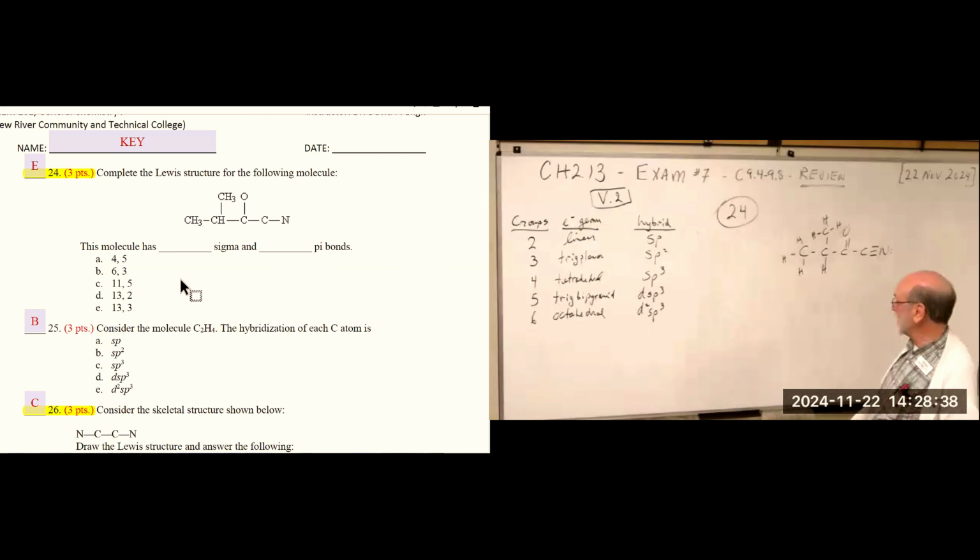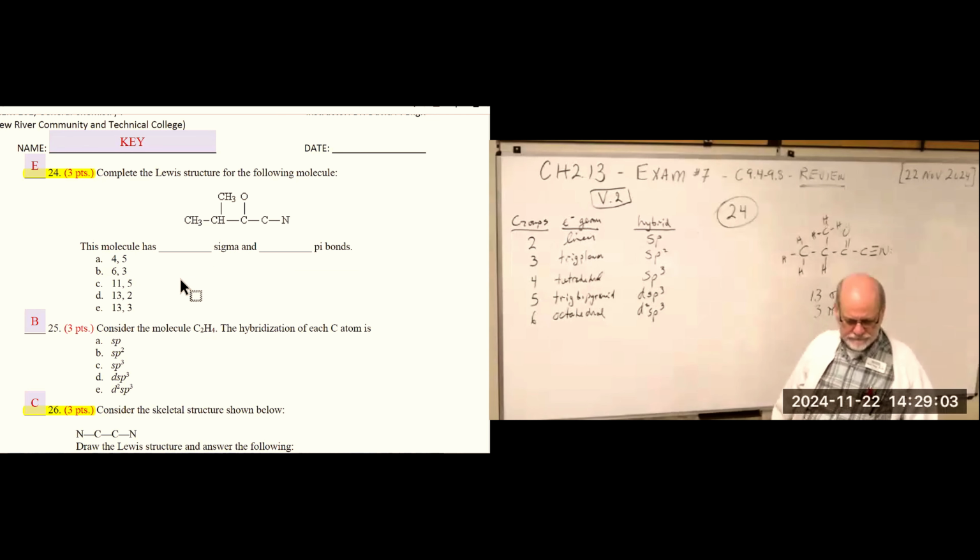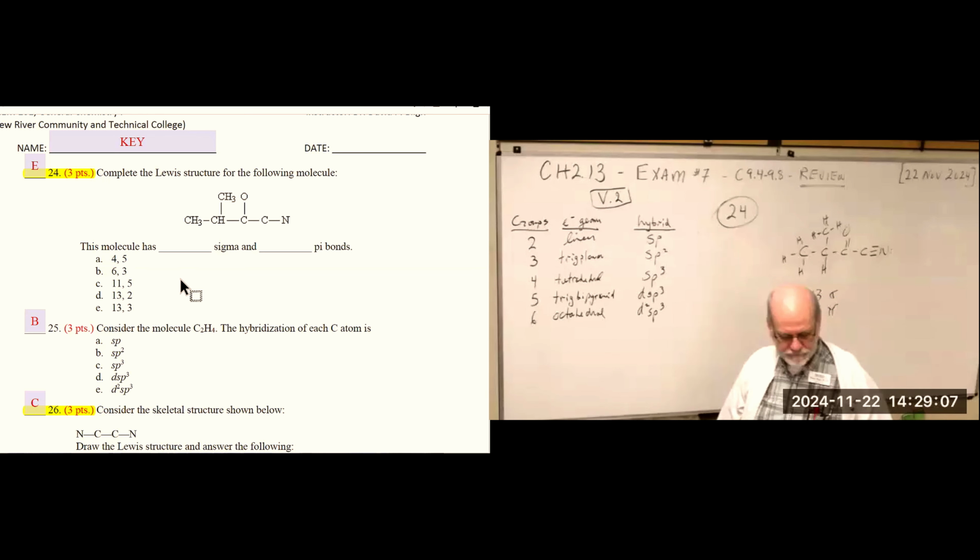So this molecule has how many sigmas? Well, as many bonds as there are, that's the number of sigmas. 1, 2, 3, 4, 5, 6, 7, 8, 9, 10, 11, 12, 13. 13 sigmas, and then the double bonds will give you a pi each. There's a pi, and there's 2 pi's. So that's 3 pi, right? 13 and 3? Yep. E would be the answer for that one.